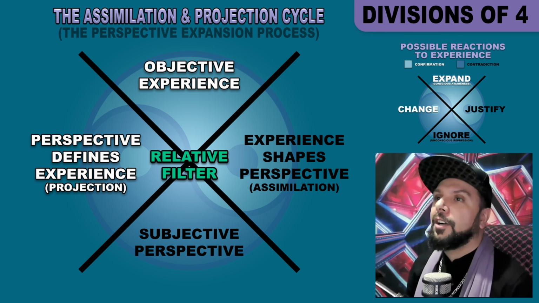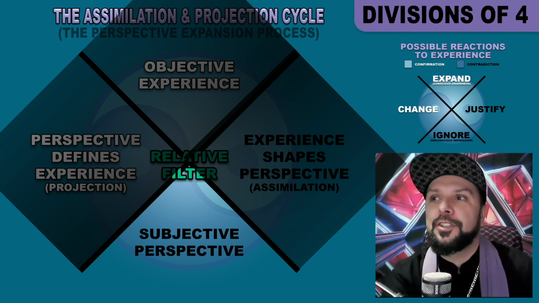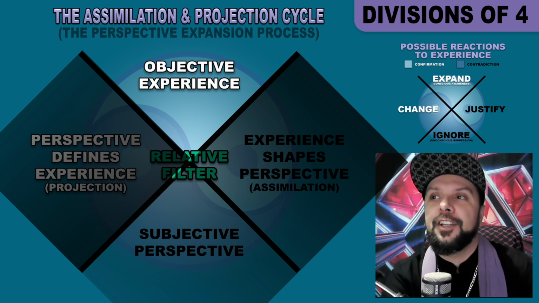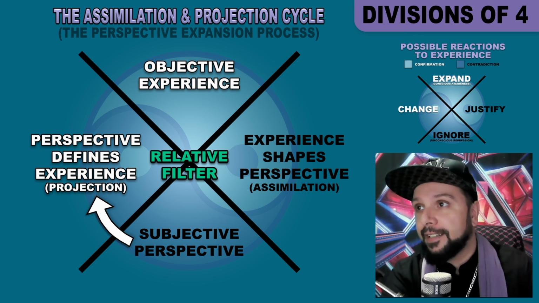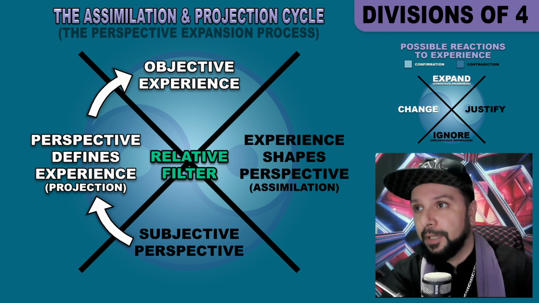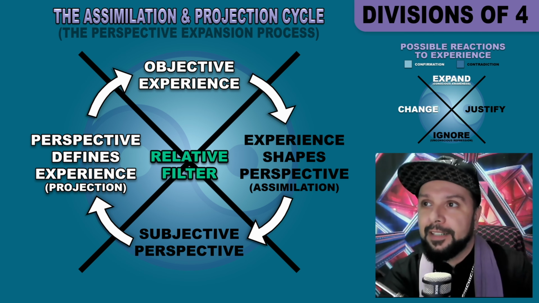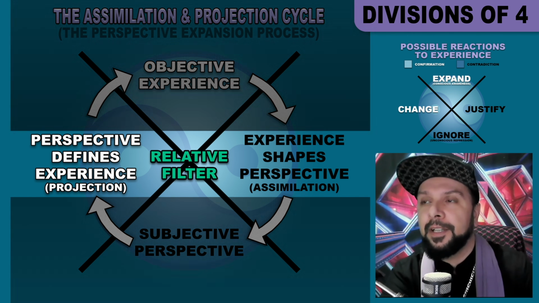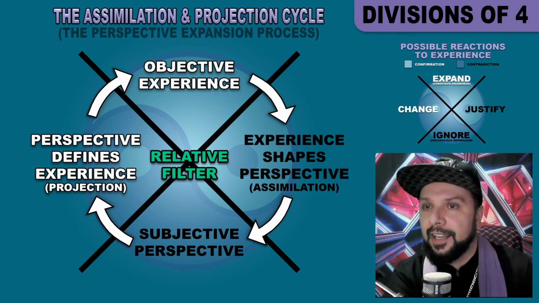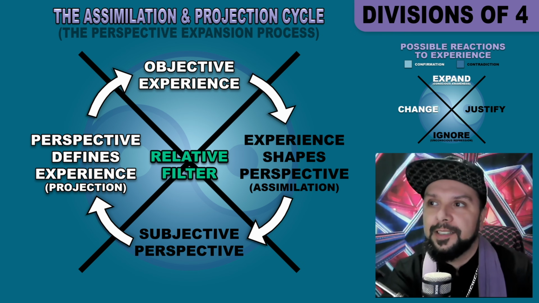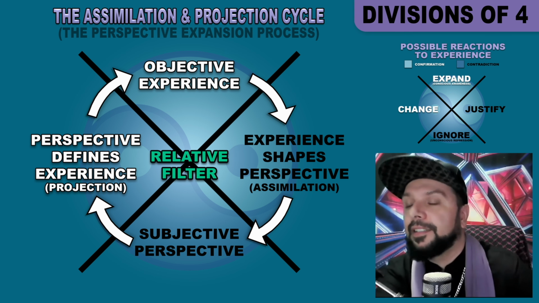So this is what I call the assimilation and projection cycle. This is a 2-for-1. So on one hand, you have your subjective perspective, and on the other side, you have the objective experience. Your subjective perspective gets projected out, and your perspective defines your experience. And then after you had your experience, it shapes your perspective. That's assimilation. This creates kind of a cycle. And in the middle, there's this relative filter of meaning. So you get categories of ontology and this cycle. And then I have possible reactions to experience, confirm and contradict. So if it confirms your idea, it's like, yeah, that's what I thought.